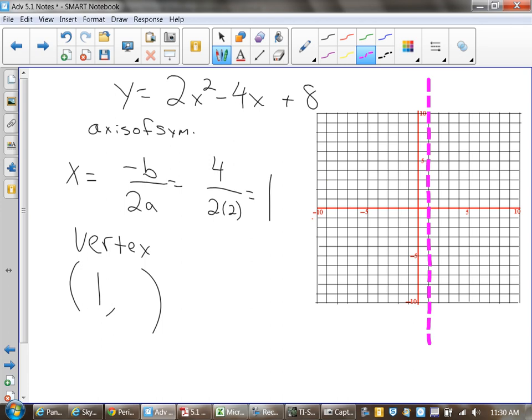Now my vertex is going to be at x equals 1, but then how do you figure out what y is? Just substitute in. What's 1 squared? 1. What's 2 times 1? 2. What's 2 minus 4? Negative 2. What's negative 2 plus 8? 6. So my vertex lies at (1, 6).